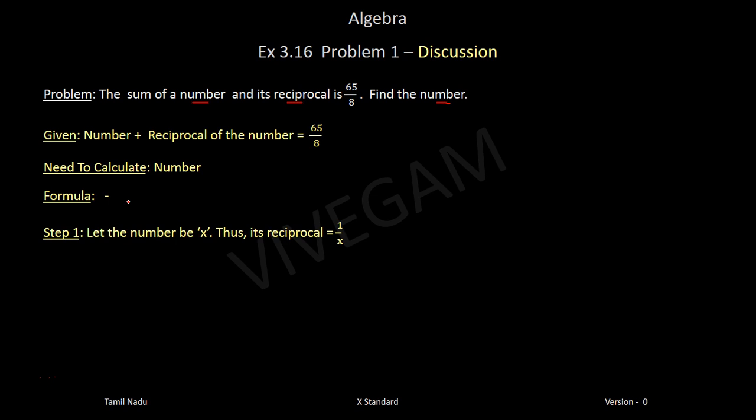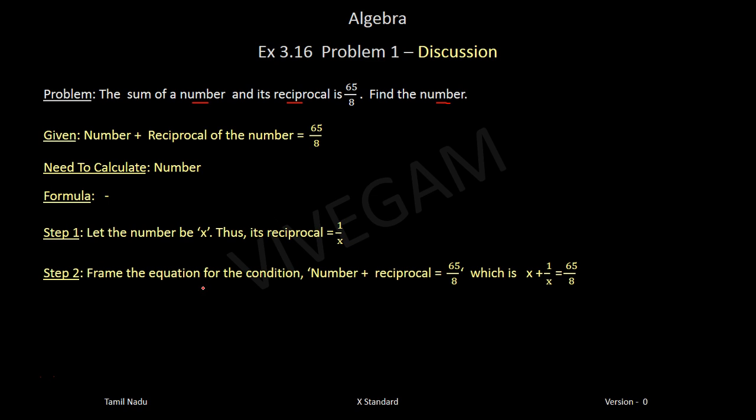Okay. Now, let the number be x. If the number is x, what is its reciprocal? It is 1 by x. If the number is 5, the reciprocal is 1 by 5. If the number is 10, the reciprocal is 1 by 10. On the same principle, the reciprocal of x is 1 by x.